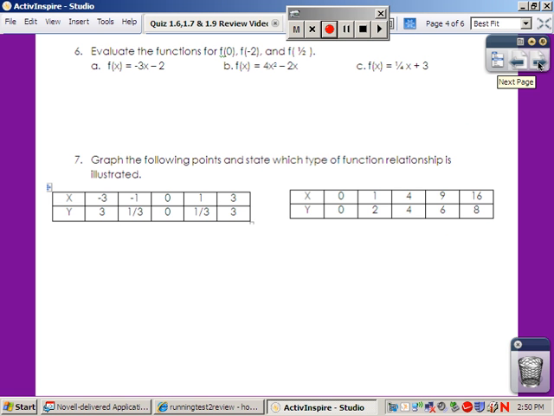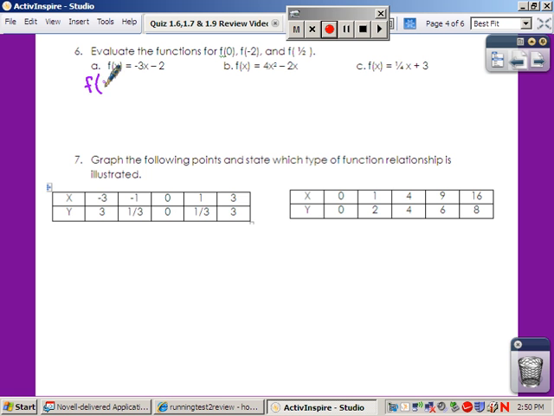Okay, number 6 takes you to the next step, which is evaluating a function. Just saying, okay, it is a function. Now, tell me what the function is when x is 0. Tell me what the function is when x is negative 2. And tell me what it is when x is 1/2. So all we're doing is sticking this number in for x and getting an answer.